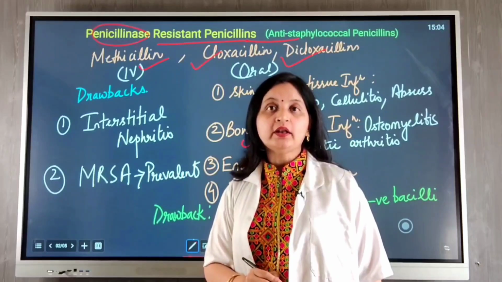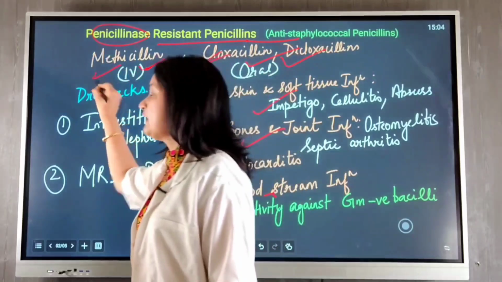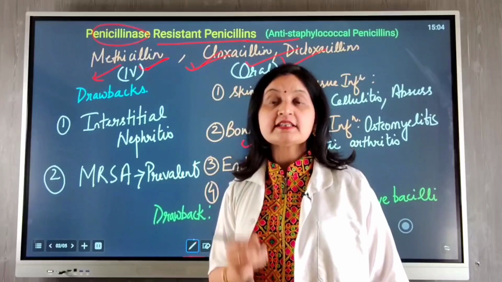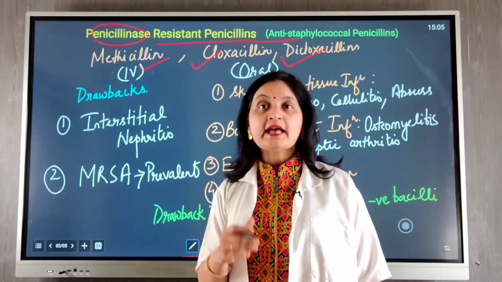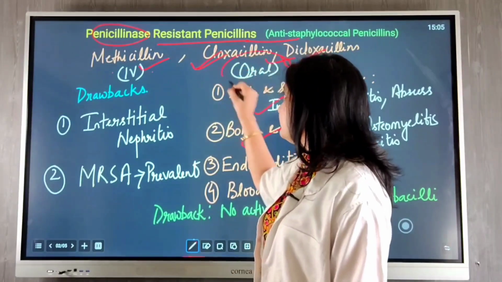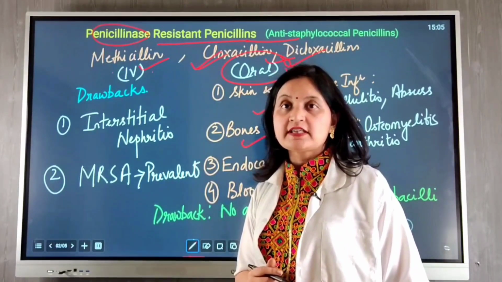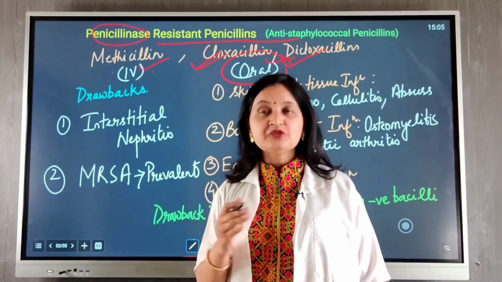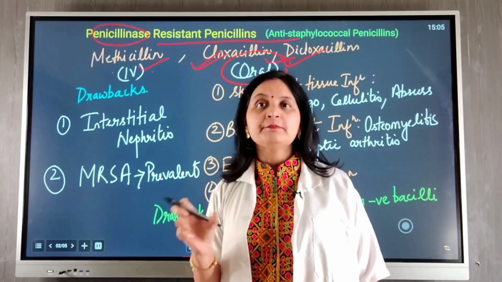The penicillins that are included in this category are methicillin, cloxacillin and dicloxacillin. Methicillin has been reported to cause interstitial nephritis. Also, methicillin resistant Staph aureus is widely prevalent. Also, methicillin is administered parenterally, whereas the other anti-staphylococcal penicillins, that is cloxacillin and dicloxacillin, are administered orally. So there is convenience with cloxacillin and dicloxacillin since they can be administered orally. Therefore, they are preferred for the treatment of mild to moderate staphylococcal infections, and these are known as anti-staphylococcal penicillins.